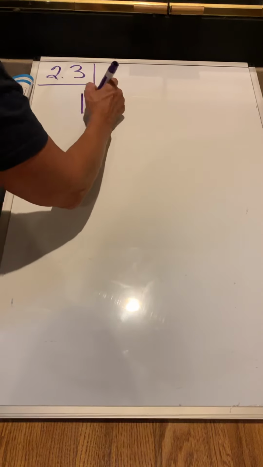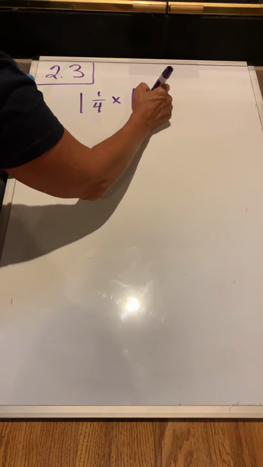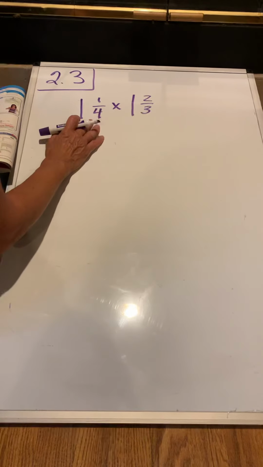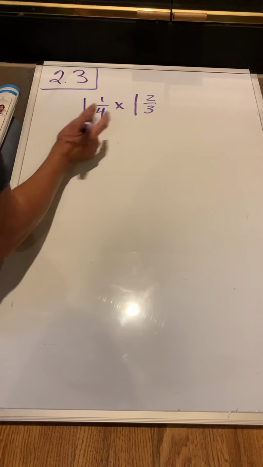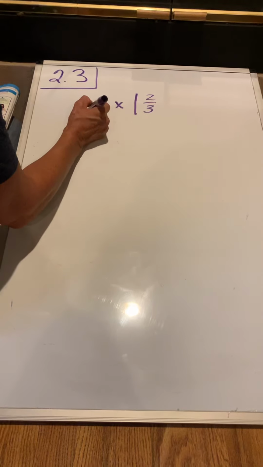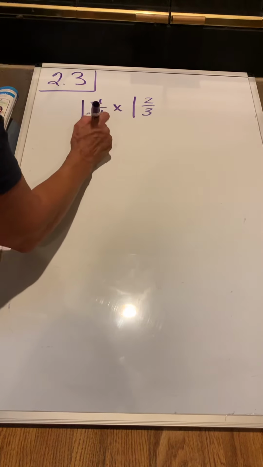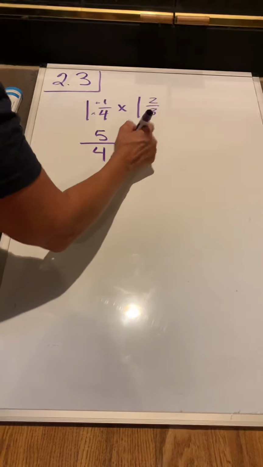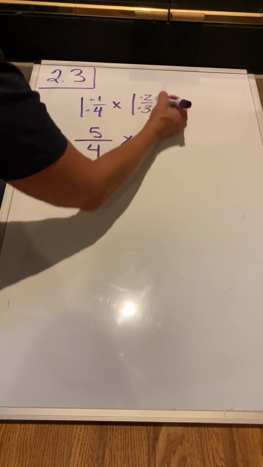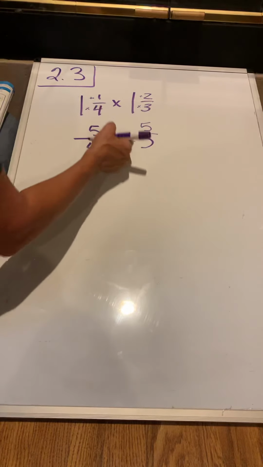The next example is with mixed numbers, and we have 1 1/4 times 1 2/3. Now, what you need to do here is turn these mixed numbers into improper fractions. And if you don't remember how to do that, this is how we do it. You take your denominator, you multiply it by your whole number, and then you add the numerator. So 4 times 1 is 4, plus 1 is 5. You never change the denominator, so it stays 4. Then you multiply. 3 times 1 is 3, plus 2 is 5/3. So now we have 5/4 times 5/3.